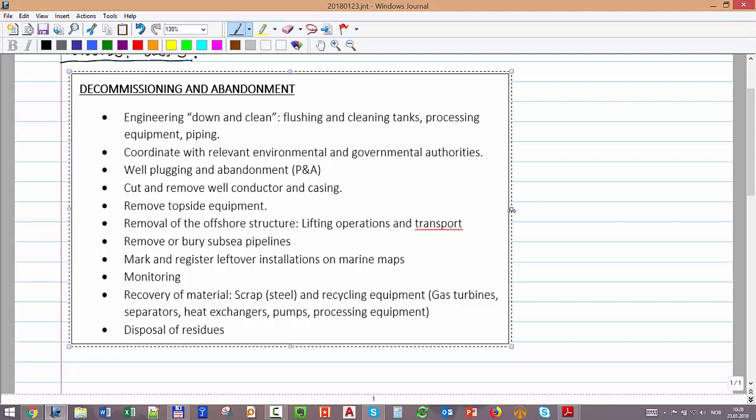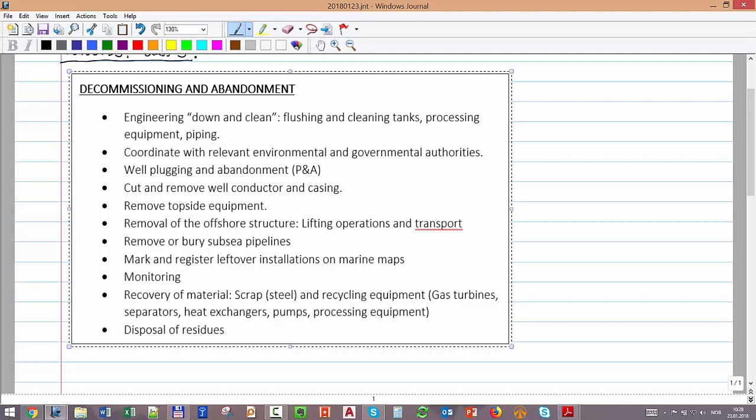And then I have to start doing all of these tasks, what is called engineering down and clean. That means I have to remember there are hydrocarbons. After I shut down the system, I have hydrocarbons in most parts of the system. So I have to do flushing and cleaning of all the processing equipment and piping. And it's not like I have to dump these hydrocarbons. I can sell them. So there is still quite a lot of money I can recover when I flush and clean the system.